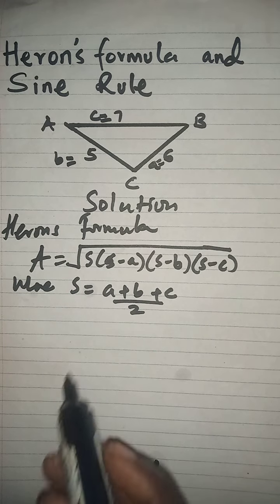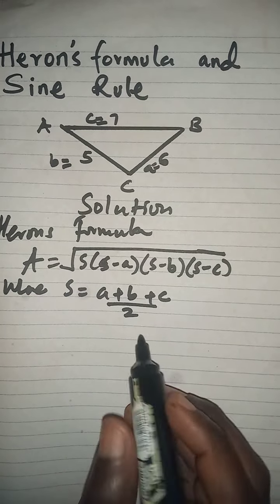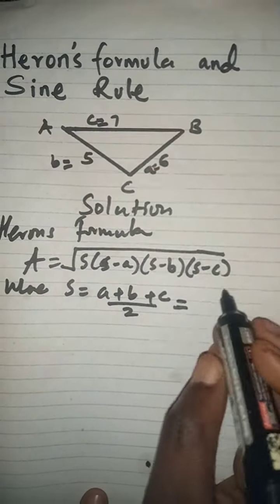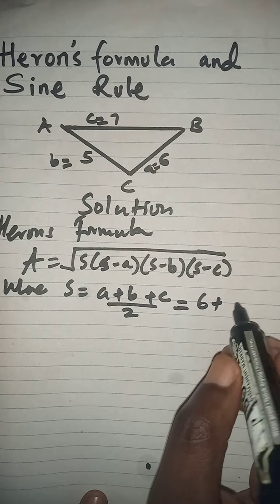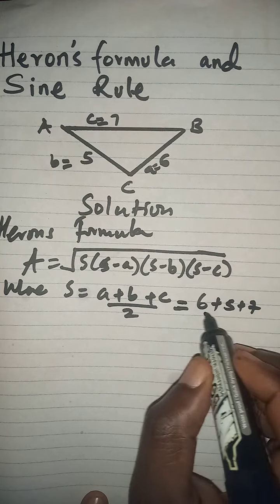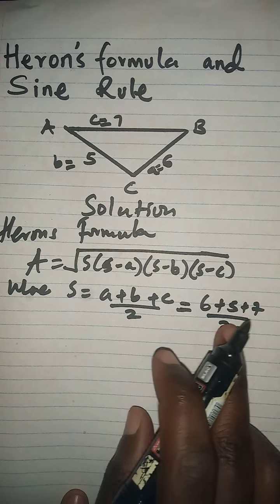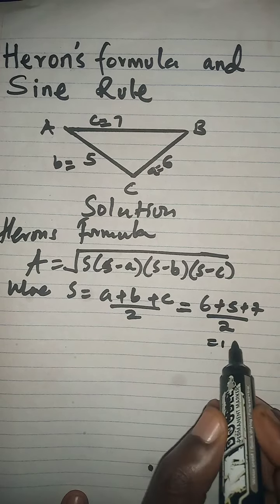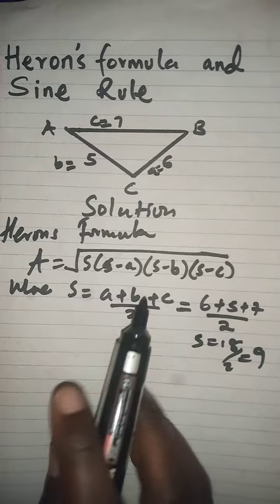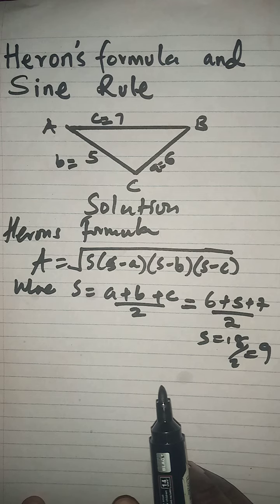Straight away, I'm going to find the value of s, the sum of all the three sides, and then divide by 2. So my s is going to be a is 6, plus b is 5, plus c is 7, all divided by 2. That gives me 18 divided by 2, which is 9. So the value of s for this formula is 9.